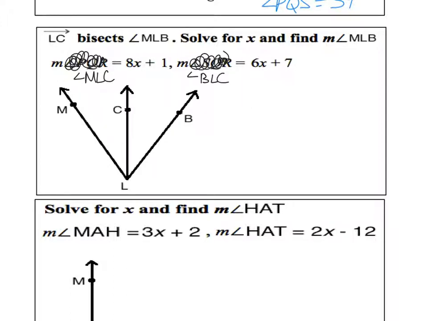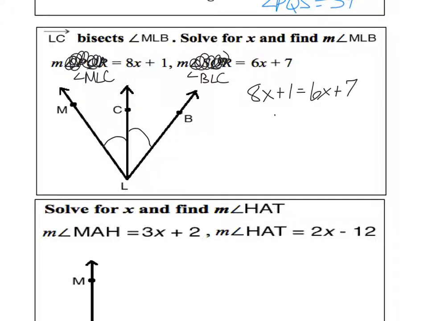Okay, so it says LC bisects angle MLB. So in other words, we know because it bisects it, those two angles are the same. Solve for x and find the measure of angle MLB. So it's very similar. Take the two parts, set them equal to each other. It's kind of like midpoint in a way when we did this earlier.